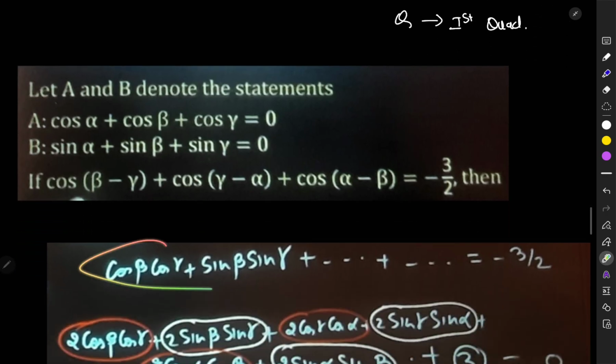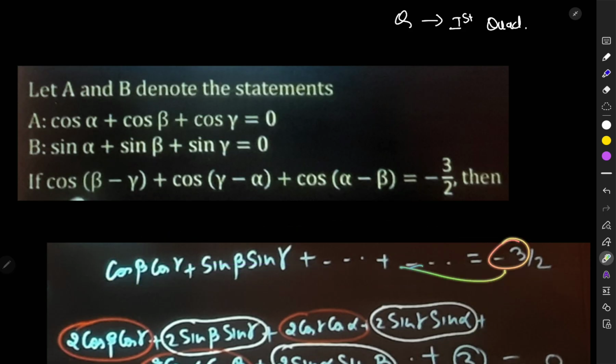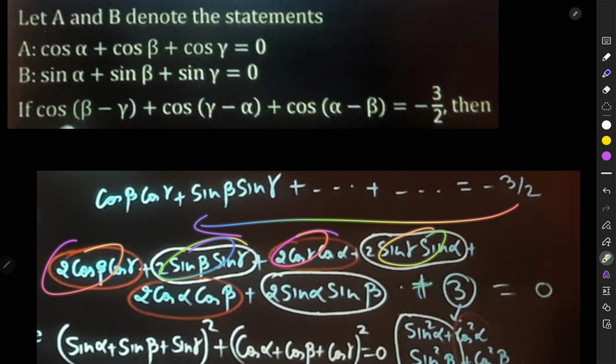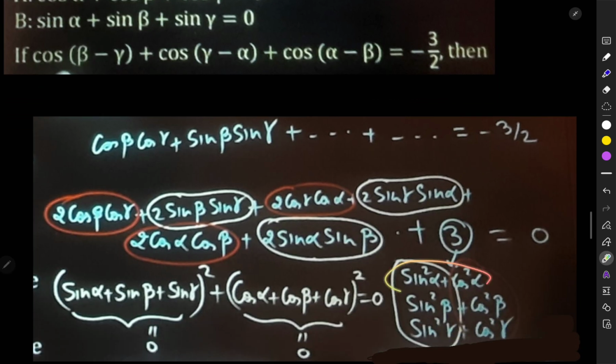Just expand it, and we'll get something like this is equal to root 3. Bring the 2 to the other side and minus 3 to the other side, so 2 will be multiplied to all the terms, and plus 3 will be written like this. Remember, this plus 3 can be written as sin square alpha plus cos square alpha, sin square beta plus cos square beta, sin square gamma plus cos square gamma.